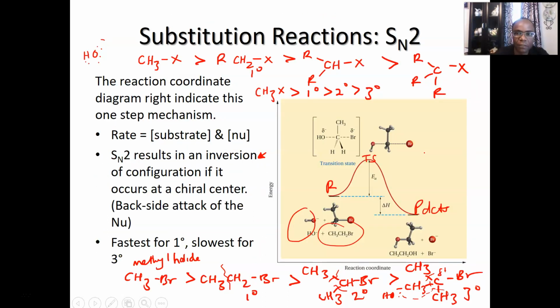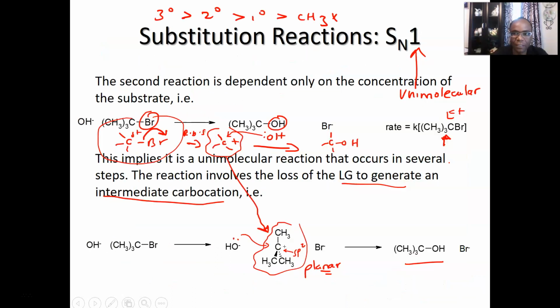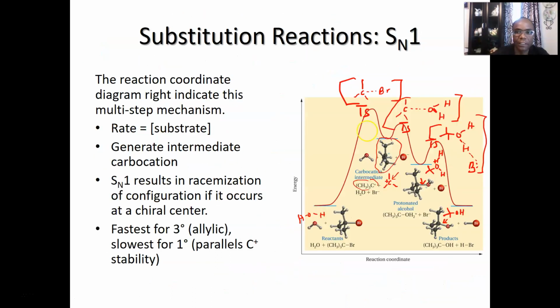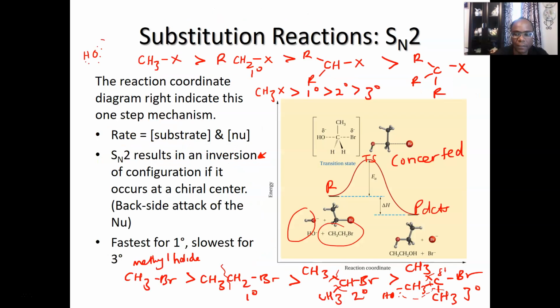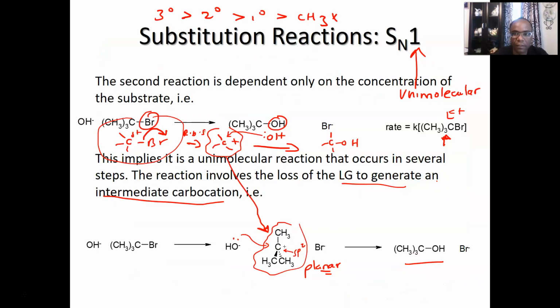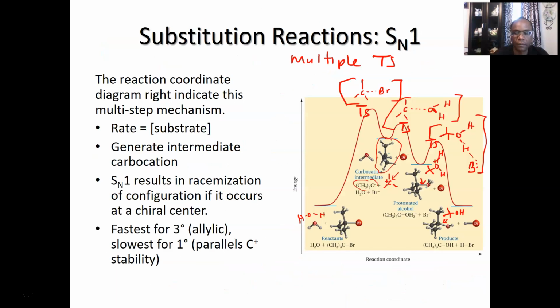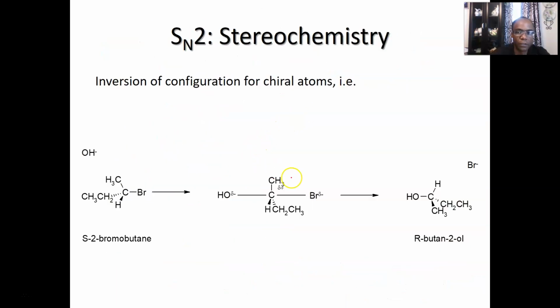Compare that to SN2, there's only one transition state. That's why SN2 was said to be concerted. That's the key point I want you to understand. SN1 will go through multiple transition states. It's not concerted, but SN2 is concerted. Only one transition state. Okay. So next time we'll continue and talk about stereochemistry.